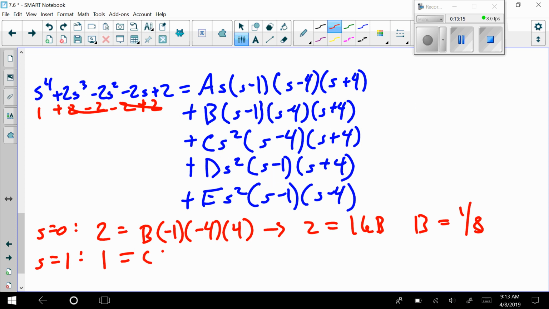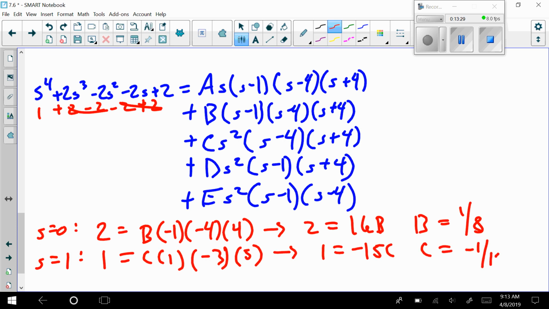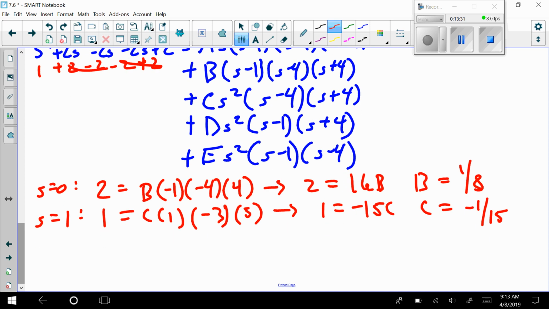So I have C times 1 times negative 3 times 5, which makes 1 equal to negative 15C, which means C is equal to negative 1/15. Okay. S equals 4 would be next.